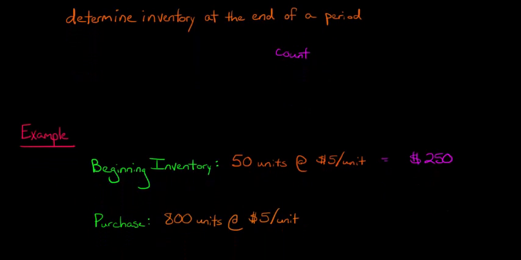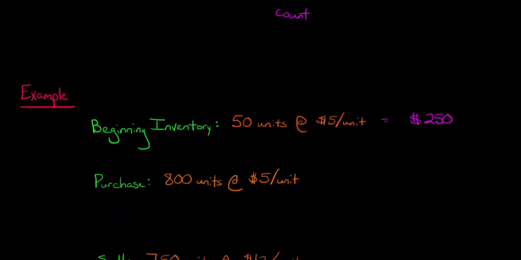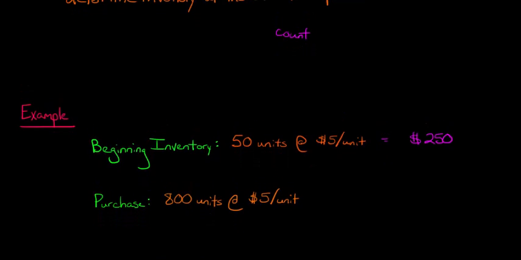And then you make a purchase. You buy 800 additional units of inventory at the same cost, $5 a unit. So just take the 800 times $5, and that's going to be $4,000. Now, whereas with the perpetual system we updated our inventory account directly, now we're going to update a different account, called purchases. We're going to debit purchases for $4,000. We'll deal with this purchases account later. Don't worry about it just yet.